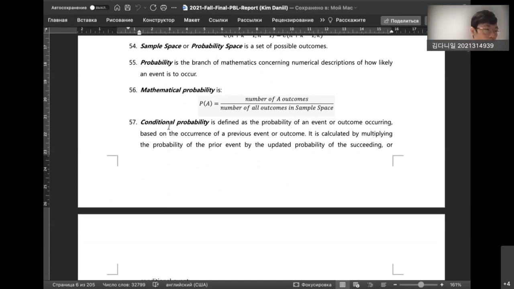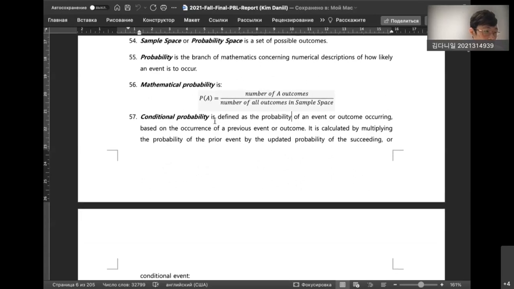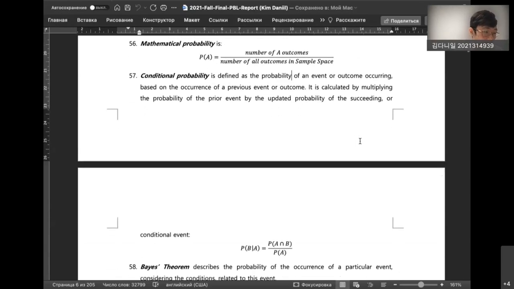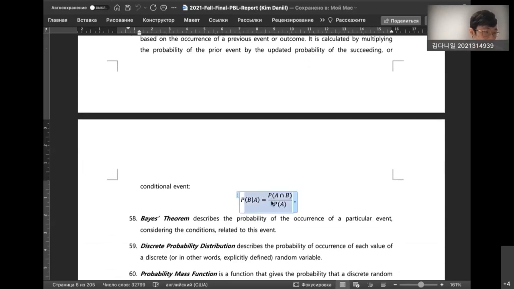Then we got to know the conditional probability, and here basically it just shows us the probability of an event happening if another event happens. So here is the formula: P of B given A is equal to the probability of the intersection of events A and B divided by the probability of A. And what it says basically is the probability of event B happening if event A happens.